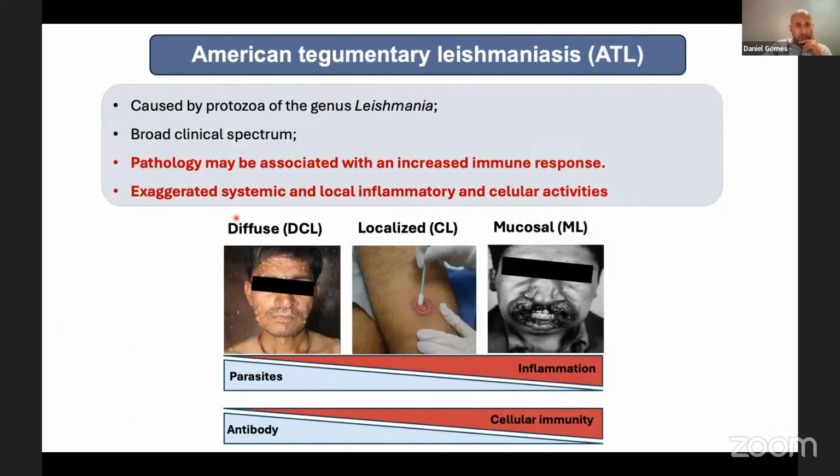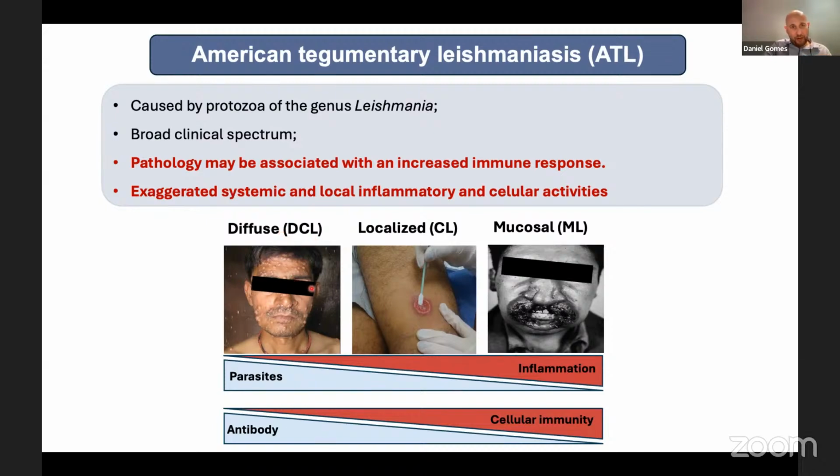Talking a little bit about Leishmania, especially about American Tegumentary Leishmaniasis. I'm not going deep in the disease, but I also would like to highlight some points. Leishmania is a disease caused by a protozoan that belongs to the Leishmania genus. These parasites can cause a broad clinical spectrum. Here you can see a patient that developed the diffuse clinical form.